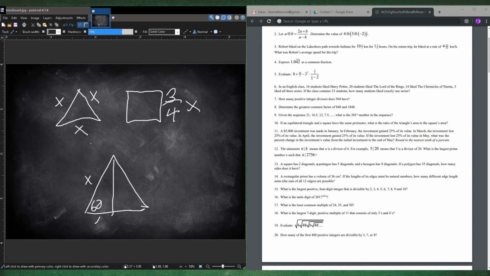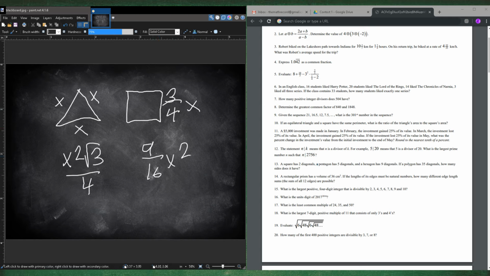You can also prove it like that if you want, but if you just memorize that if the side length is, let's say variable x, then the area is just x squared square root 3 divided by 4. And the area of the square is, since each side length is 3/4 x, just square it. So that's 9 over 16 x squared.